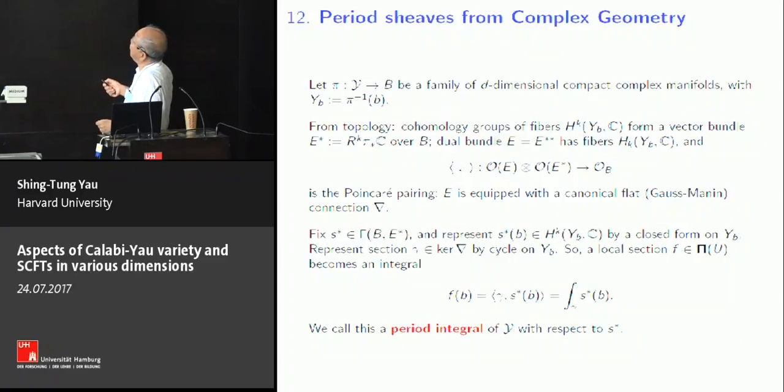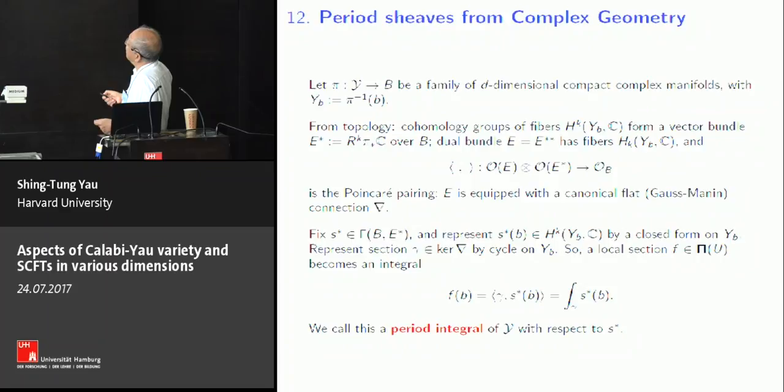Now, suppose we have a family of d-dimensional compact complex manifolds over B. It's a family parameterized by B. And Y_B will be pi inverse of B. So each Y_B will be a Calabi-Yau manifold itself, parameterized by B. So from the cohomology, we form a vector bundle E star, which is just the push forward of the cohomology group. The dual bundle E has fibers which are the homology groups. So we have a natural pairing defined this way. So this is a Poincare pairing.